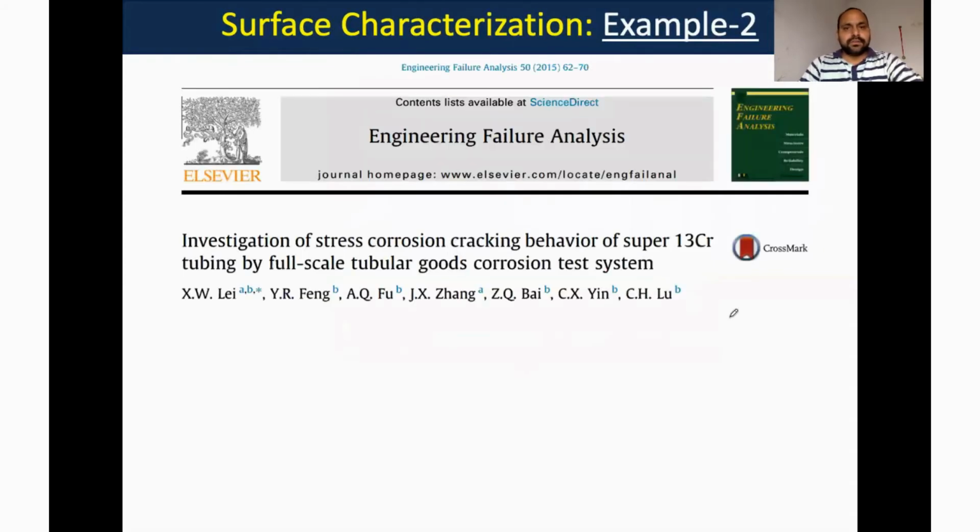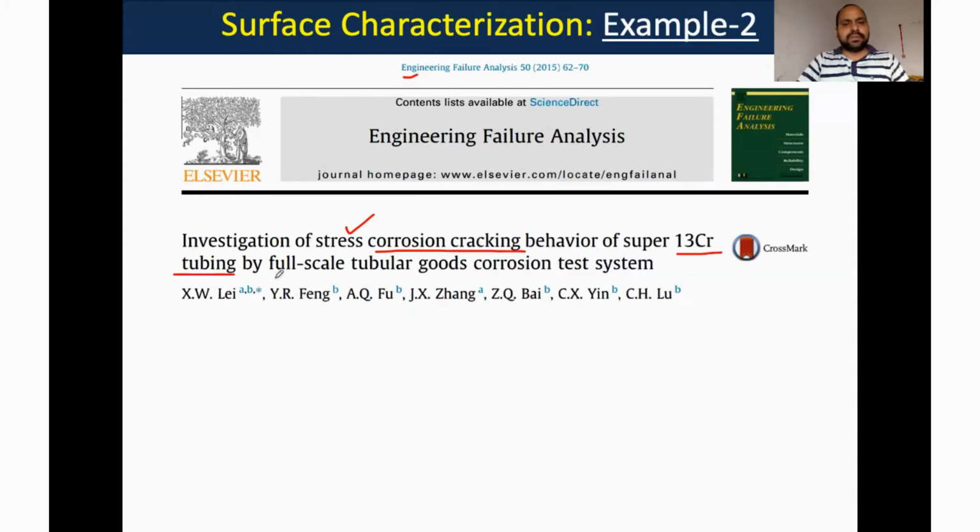Let's look at another example which can give an idea about the analysis of SCC. This work was published in 2015 in the Engineering Failure Analysis journal, entitled Investigation of Stress Corrosion Cracking. So basically this is again corrosion cracking due to stress. We are going to apply stress and some environment, and analyze the stress corrosion cracking behavior of super 13 chromium tubing by a full scale tubular goods corrosion test system.